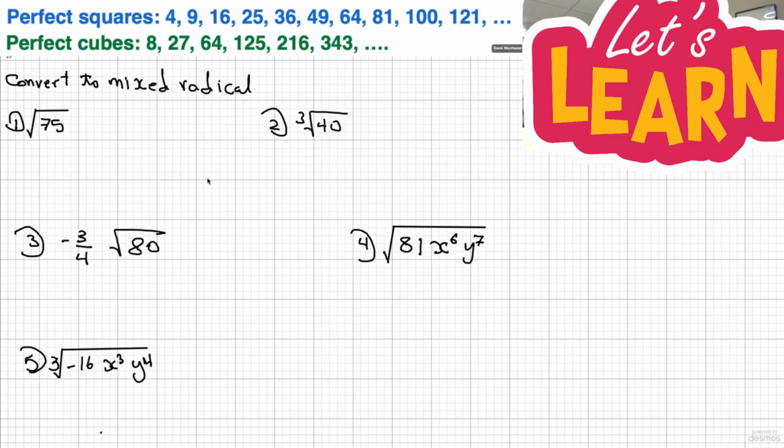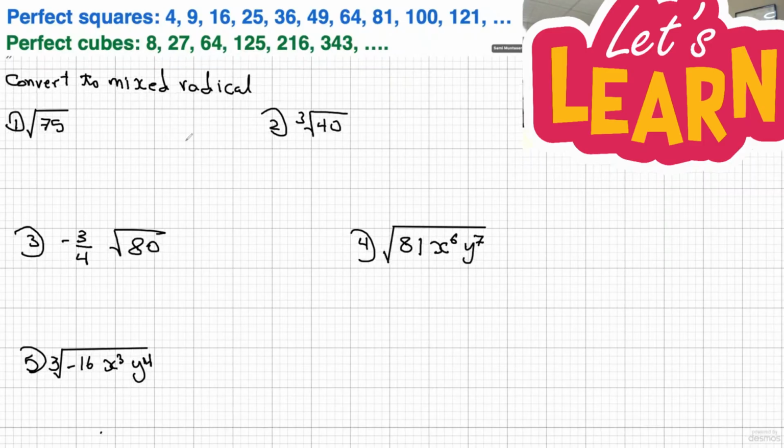Radicals and rational expressions. So the first thing here, they ask us to convert to mixed radicals. When you're doing questions like this, we're dealing with square roots and cube roots, and I'm just going to keep it between the square roots and the cube roots. There are lots of ways to do these kind of questions. I'm sure you've seen different ways of approaching this.